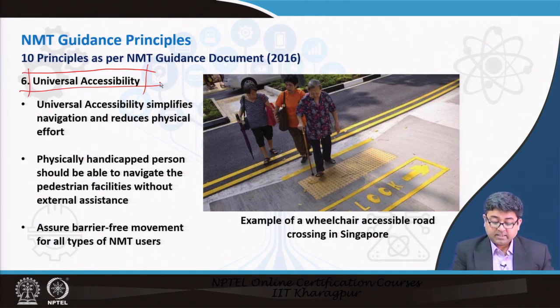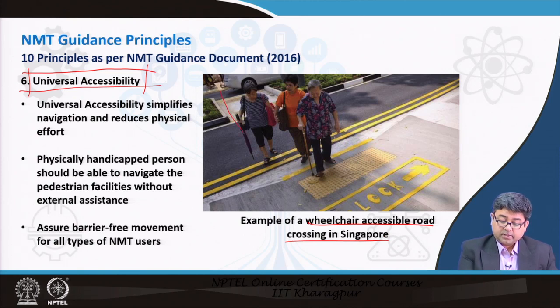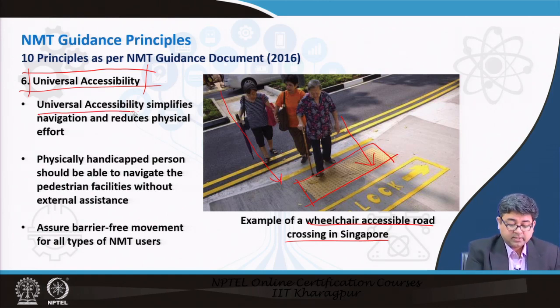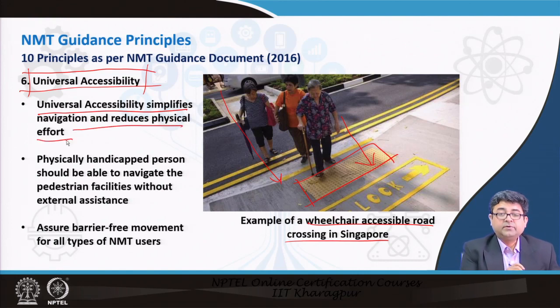So, all of them combined are categorized as non-motorized transport users. Here is an example of a wheelchair accessible road crossing in Singapore, right. If somebody is trying to cross from here to here, there are ramps made in such a manner that he or she may be able to use the wheelchair to cross. Even this sort of tactile flooring ensures that, for example, a blind person understands where he or she is walking. So, universal accessibility simplifies navigation and reduces physical effort.